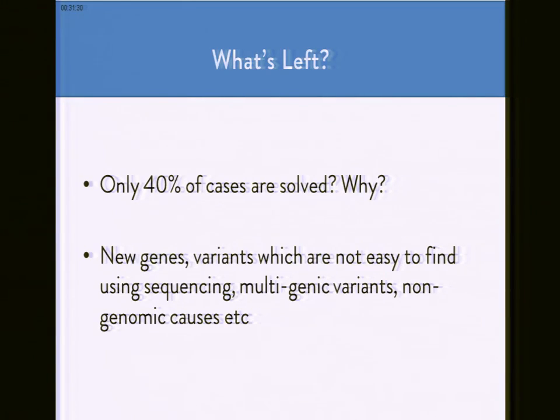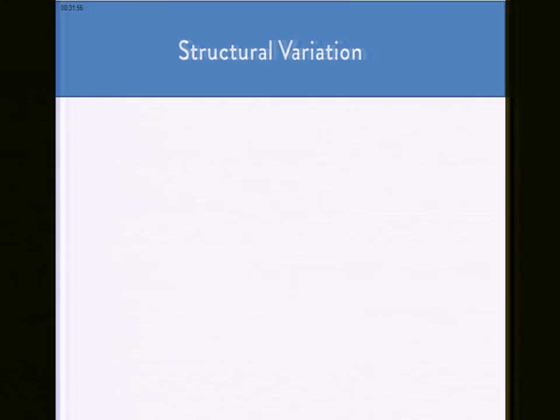These variants could be in genes for which we don't know the functions. Variants could be just not easy to find with sequencing. These could be multi-genic effects, which is very hard for us to make predictions on right now. And the causes could be non-genomic, and so I'm going to walk through, after maybe another 3 or 4 minutes, the rest of the stack. So we have looked at the genome, and the rest of the stack, the non-genomic parts of the stack, you'll see there's a lot of complexity there as well.